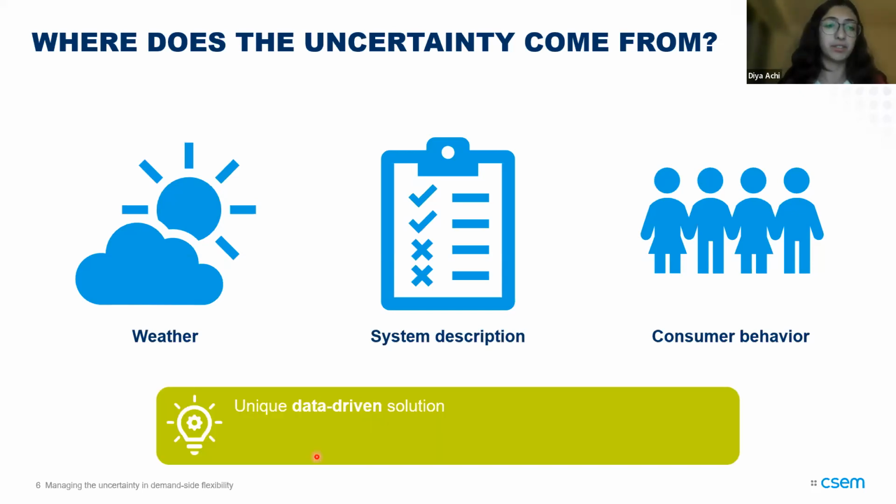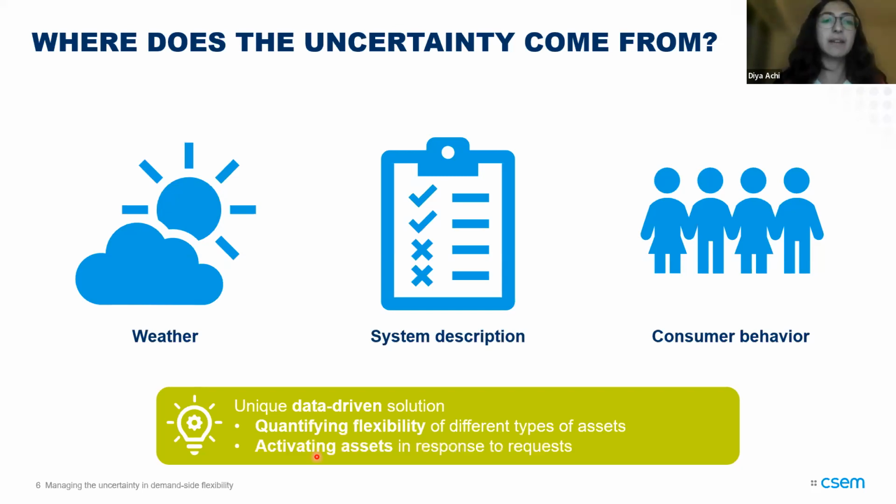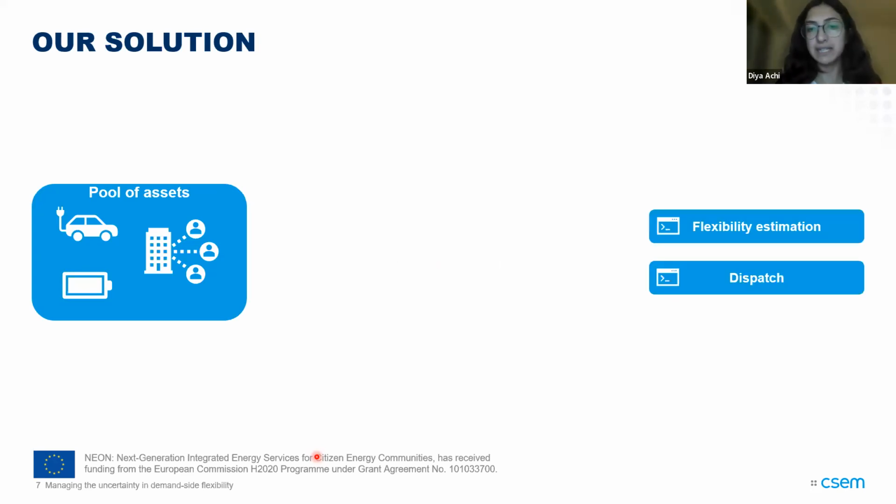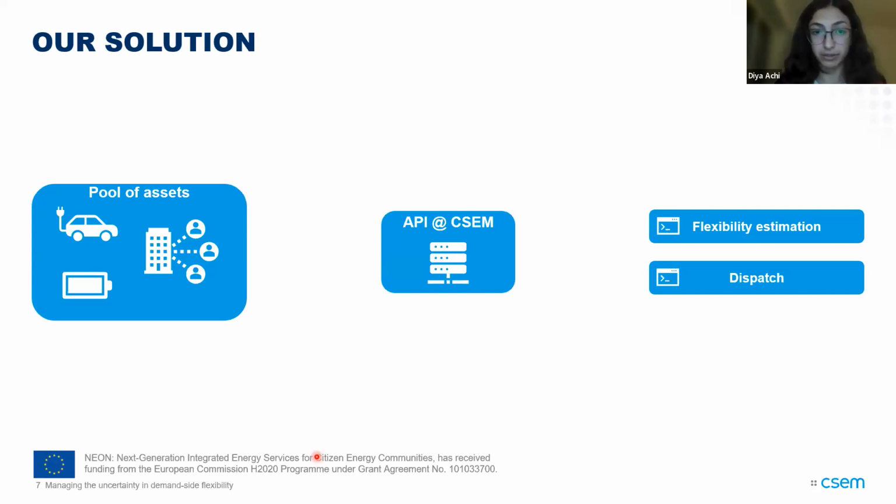And so to deal with this uncertainty, CSEM has developed a unique data-driven solution to quantify the flexibility of different types of assets and activate those assets in response to specific requests or specific needs. So to give you an overview of our solution, given a pool of assets where we can have different types of assets, so stationary batteries, electric vehicles, a heat pump, our solution is essentially two pieces of software, the flexibility estimator and the dispatcher. And those two softwares communicate with the pool of assets currently via our servers.